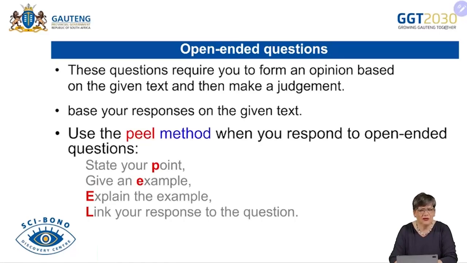If it's difficult for you to answer open-ended questions, here's an easy way to remember it. Use the PEEL method. You know how when you peel an onion, there are different layers? Now, an open-ended question has different answers, and you have to peel back the answer. So how are you going to do it?